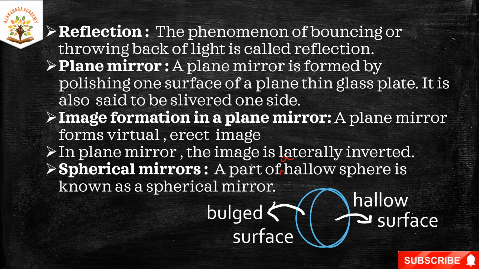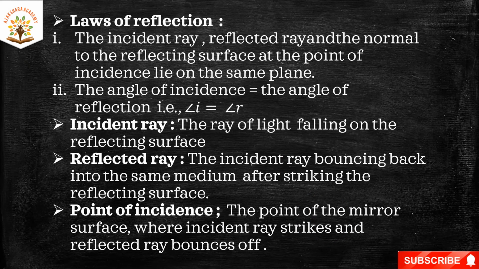Next, laws of reflection. The incident ray, reflected ray and the normal to the reflecting surface at the point of incidence all should lie on the same plane. Next, second one, the angle of incidence is equal to the angle of reflection. Nothing but angle I is equal to angle R. I denotes the angle of incidence, R denotes the angle of reflection.